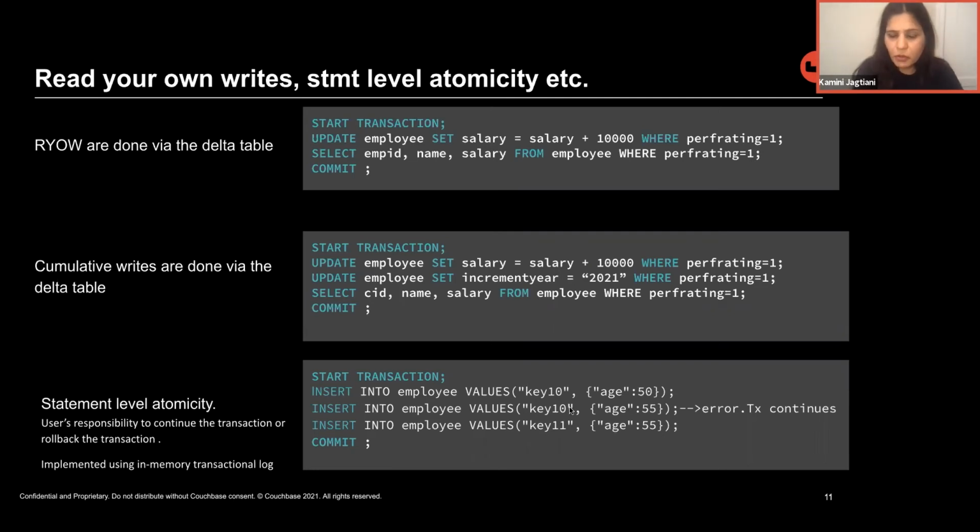So at this point, the transaction doesn't auto roll back. It just returns an error, keeps the transaction open. If there were any changes which were caused by this statement, only those would be reverted back, and the transaction would continue. It would be up to the user whether the user wants to commit or roll back. In this case, the user quickly realizes that by mistake it inserted the same key, so it updates to key 11, and then inserts that document, and then finally commits.